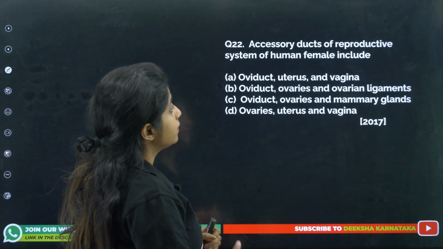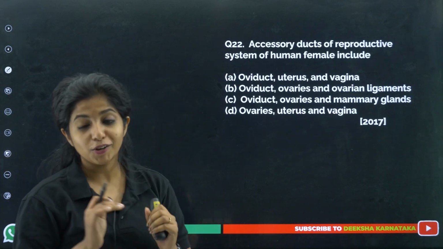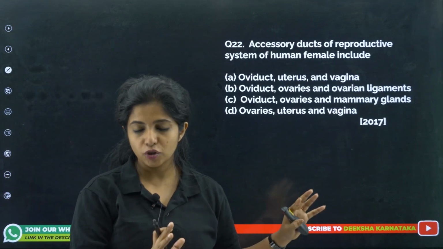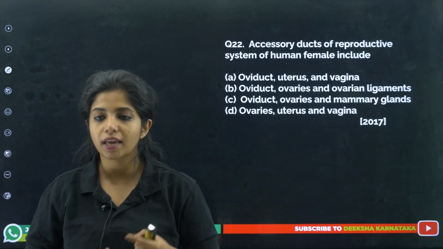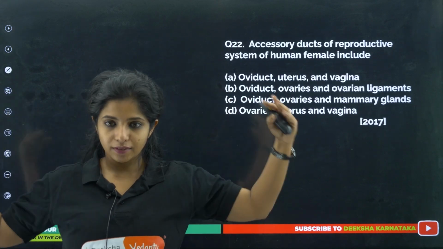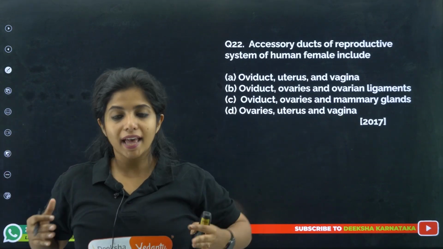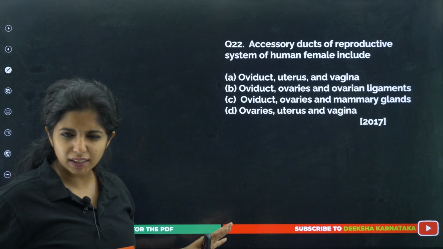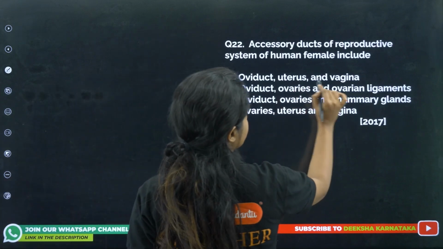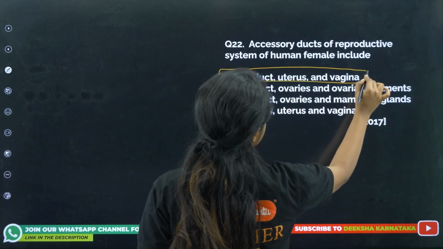Accessory ducts of the reproductive system of the human female include, I told you, ducts, which means the ones that transport. So there is the oviduct, the uterus, and the vagina. The oviduct will be carrying things, then the uterus, and then the vagina. That's all, nothing else. So oviduct, uterus, and vagina will come in this particular category.